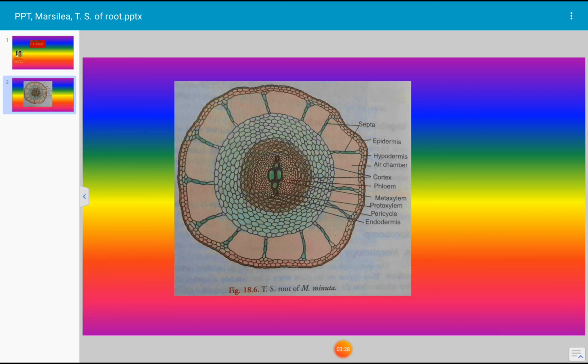Pith is absent. This is the detailed description of the transverse section of root of Marsilea, or anatomy of root of Marsilea.